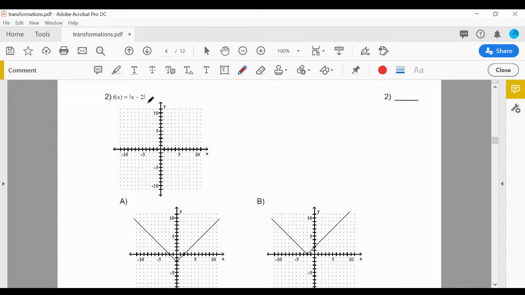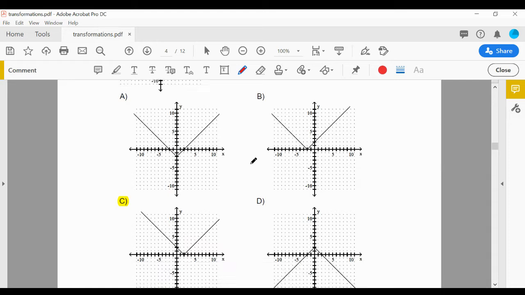Number 2 is the absolute value function. Notice what's happening to the x is happening to the 2. It's right inside of this absolute value function. So whatever is happening to the x is happening. So this represents a horizontal movement. Minus, you would think, moves that V shape to the left. It actually moves it to the right 2 units.